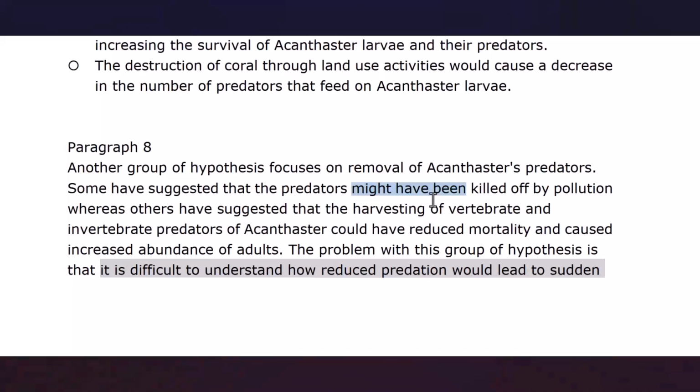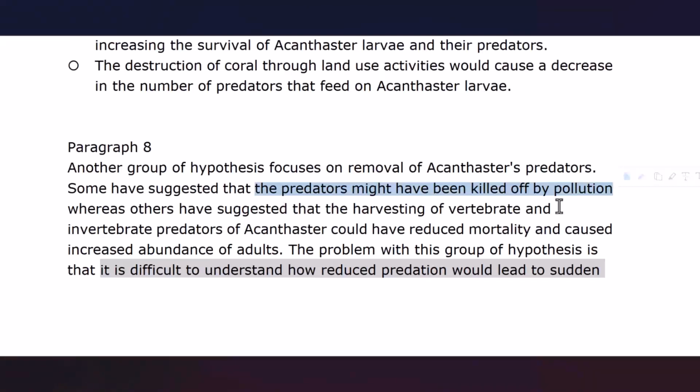So in order to circumvent this degree of inflexibility, we can add have been or have done to these modal verbs, and employ them for expressing ideas in the past, ideas about possibility, ability, futurity, permission, prediction, and so on. For example, here might have been is used for discussing the possibility of an idea in the past. Here, this piece of clause that says the predators might have been killed off by pollution equals this sentence that says it is possible that predators have been killed off by pollution.